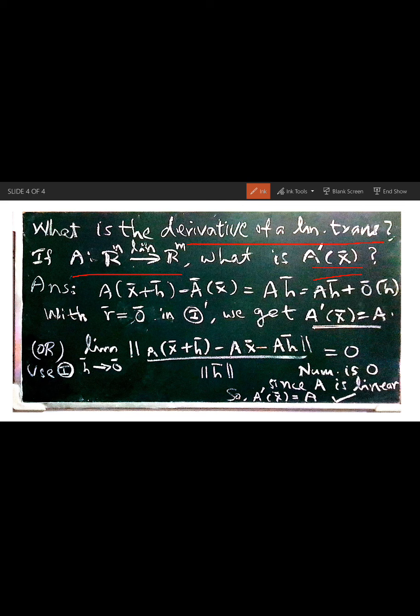And here is the answer. You have A of x plus h minus A of x. Because of the linearity of A, it is A of (x plus h minus x), equal to A of h. And A of h can be written as A of h plus 0 of h, the vector 0 of h. What is vector 0 of h? It sends everything to 0. 0 of h is equal to 0 for every h in Rn. That means the 0 linear transformation.